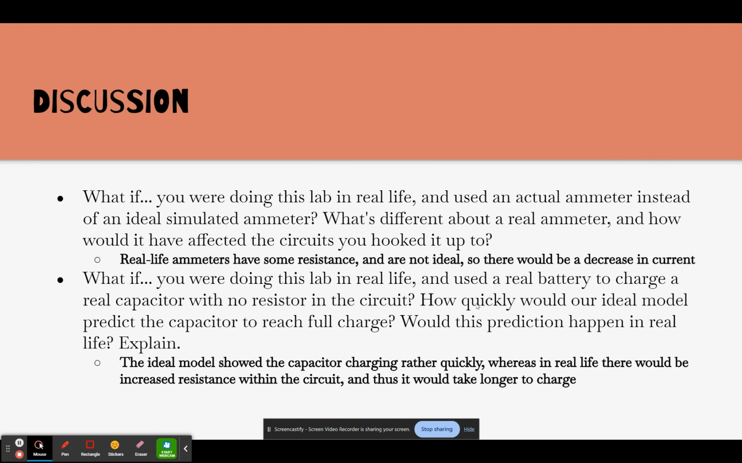What if we were doing this lab in real life and we used an actual ammeter instead of an ideal simulated ammeter? Basically, real-life ammeters have some resistance and are not ideal, so there would be a decrease in current. What if you were doing this lab in real life and used a real battery to charge a real capacitor with no resistor in the circuit? The ideal model showed the capacitor charging rather quickly, whereas in real life there would be increased resistance within the circuit, within the wire and such, and thus it would take longer to charge.